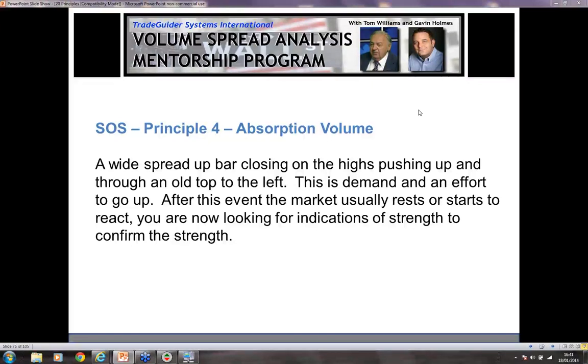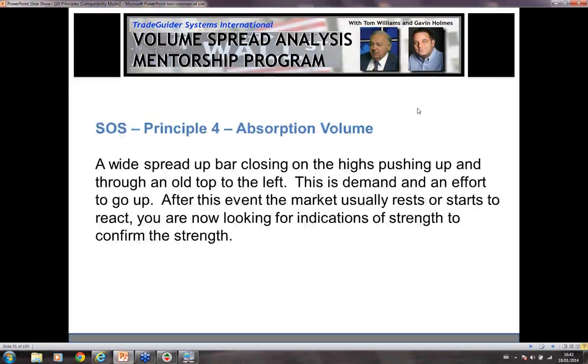After this event happens, the market usually rests or starts to react. Now, you're looking for indications of strength to confirm what you've just seen, and what you're looking for is testing. If you see absorption volume, it's going to put a red signal on it. The computer doesn't know any different. It sees an ultra high volume bar and it puts a red indicator and says supply present. Now, you've got to be better than a computer here. You've got to look to the next few bars to see if there's a green indicator saying no supply or test. And I'll show you how we identify that.